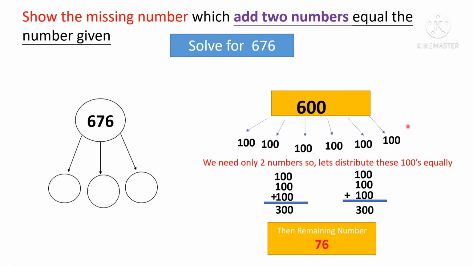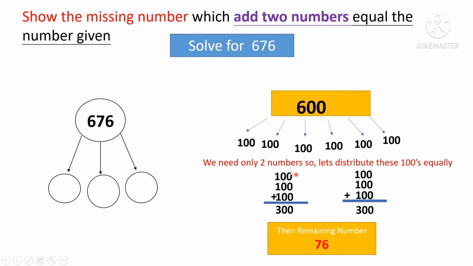Show the missing number and solve for 676. We apply the same concept, but here the number is much bigger. 676. We consider the place values and we take 600 out of here to make it easier for us. So we want to distribute the 600 into equal numbers, 2 groups of equal numbers, because we need only 2 numbers. So let's distribute these 6 units of hundreds equally.